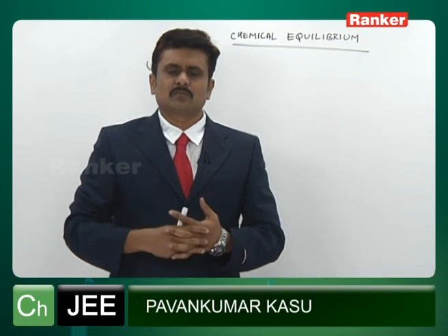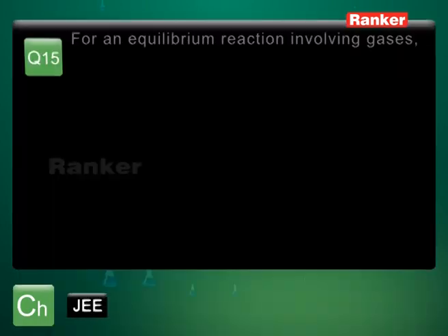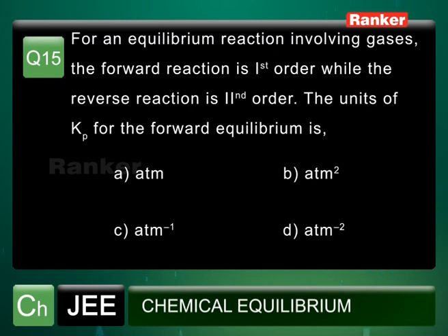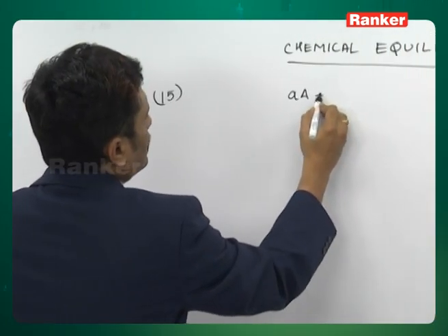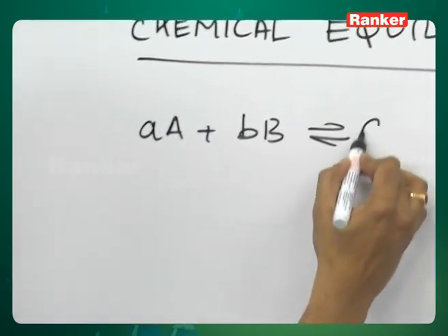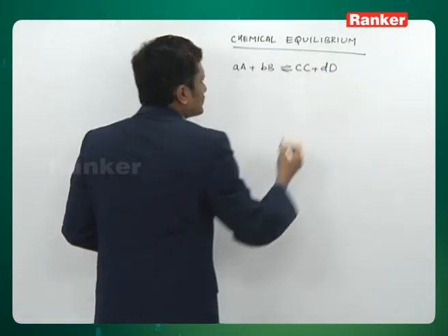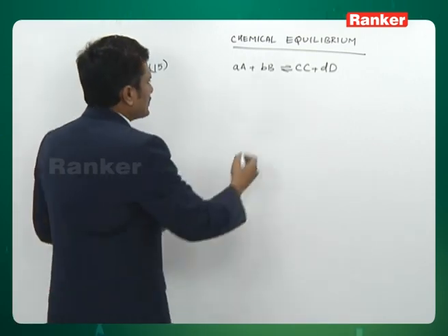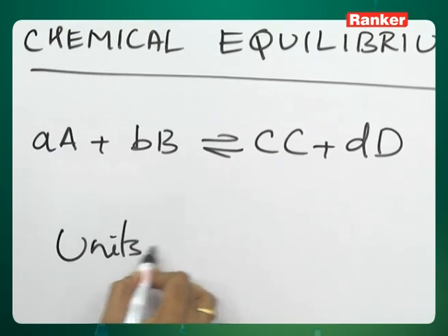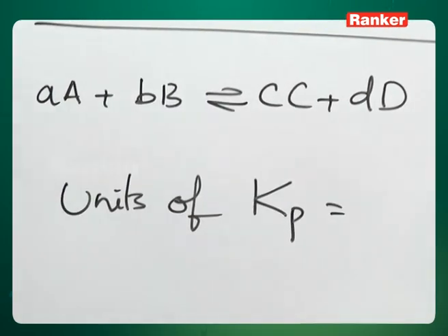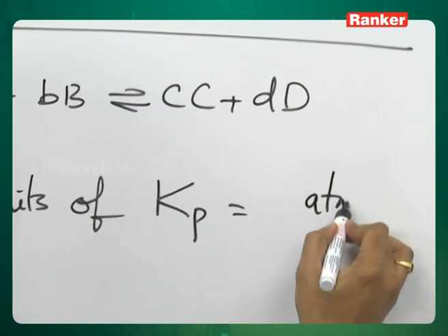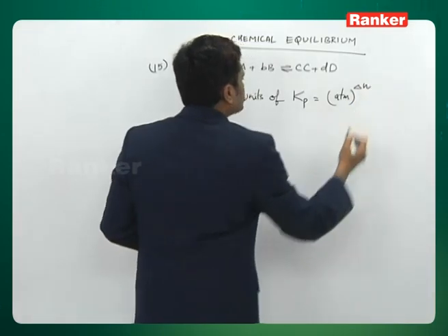For an equilibrium reaction involving gases, the forward reaction is first order while the reverse reaction is second order. Then the units of Kp for the equilibrium are asked. Now, if you take any particular reaction where a moles of A react with b moles of B to produce C and D, we know that the units of the equilibrium constant, if it is expressed in terms of partial pressure, are atmosphere whole power delta n.